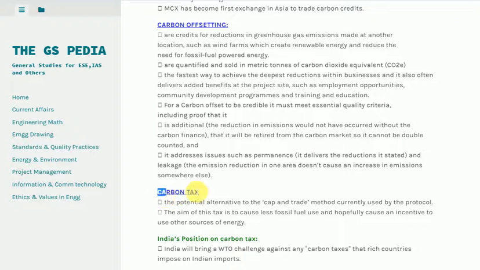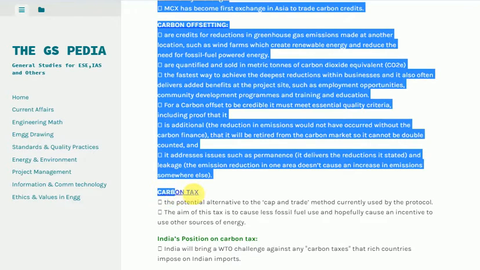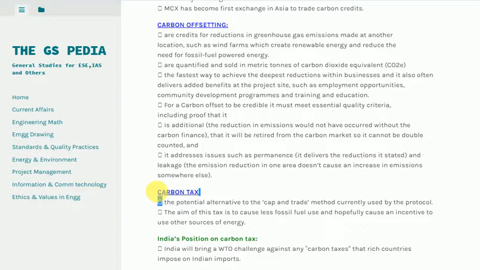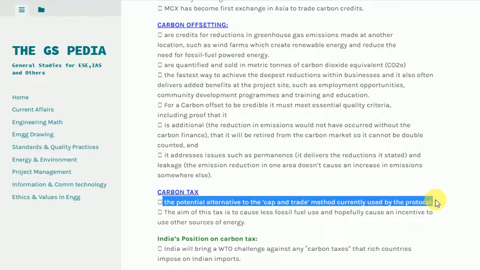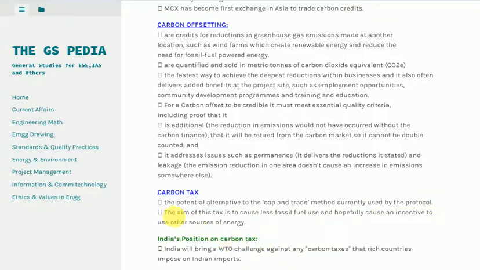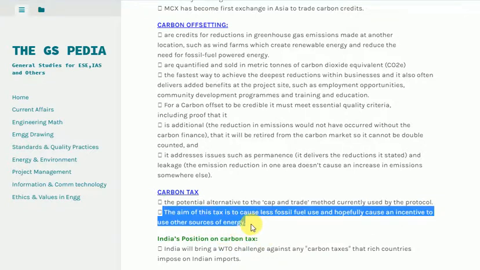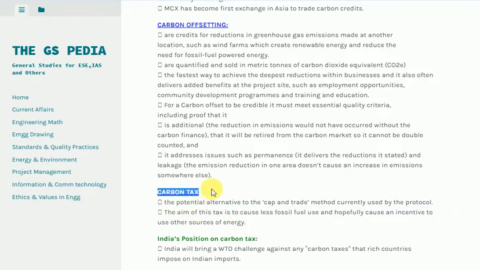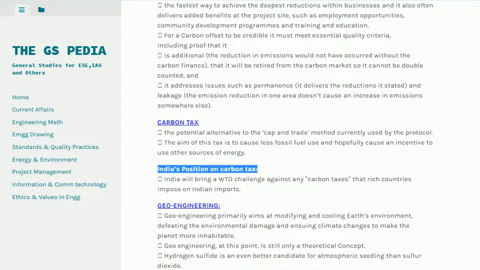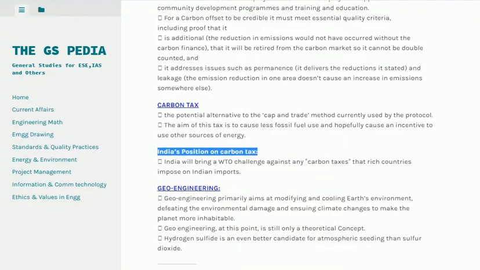Carbon tax. The potential alternative to the cap-and-trade method currently used by the protocol. The aim of this tax is to cause less fossil fuel use and hopefully cause an incentive to use other sources of energy. India's position on carbon tax: India will bring a challenge against any carbon taxes that rich countries impose on Indian imports.